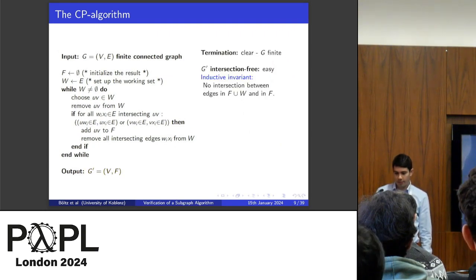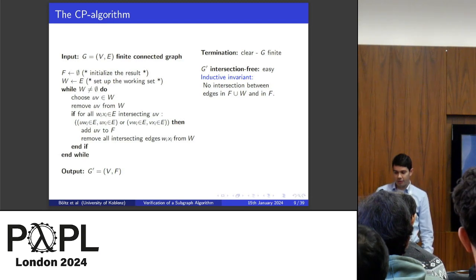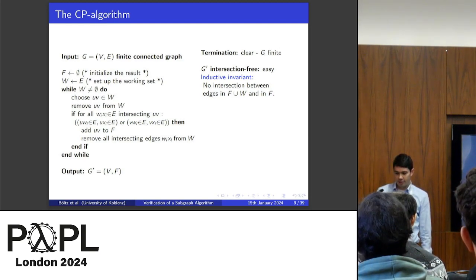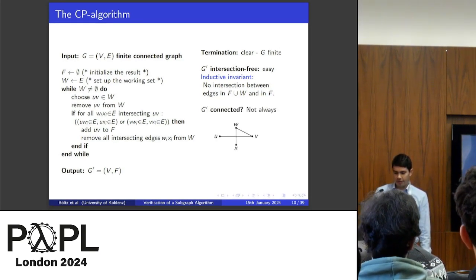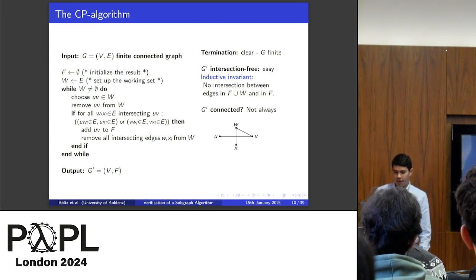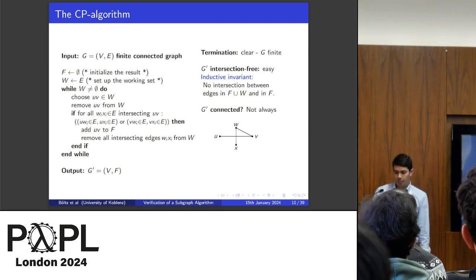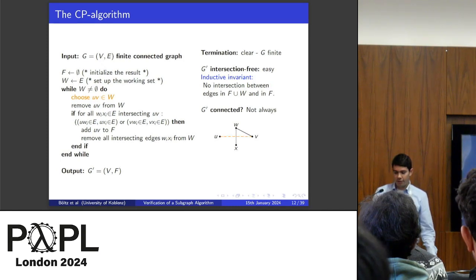So what do we know about the algorithm? Termination and that G prime is intersection free is quite easy to see. So our focus is on showing that G prime is connected. This is not always the case, as the following example shows. If you choose the edge uv, it would not satisfy the condition to add the edge to F, therefore you remove it and the graph gets disconnected.